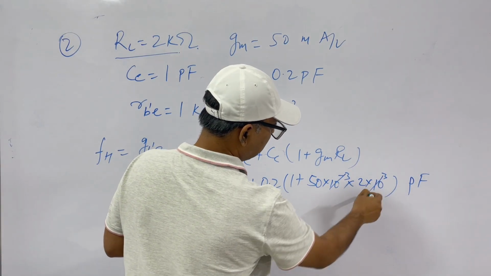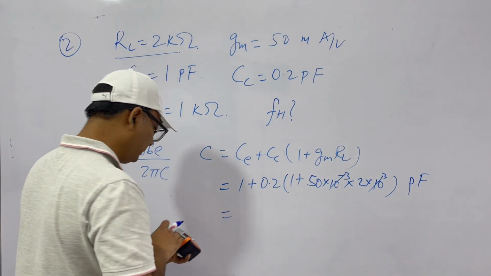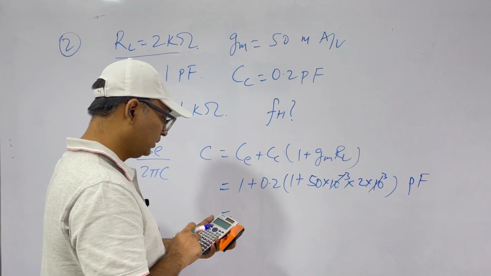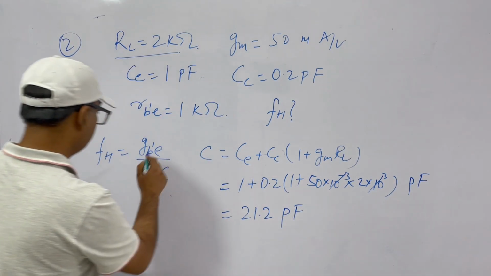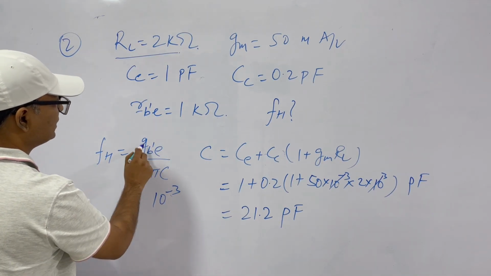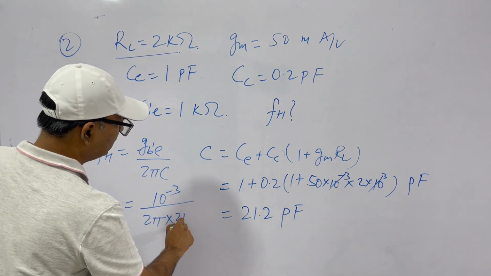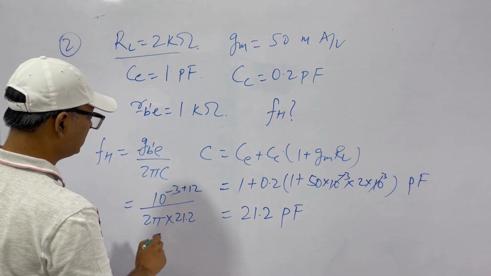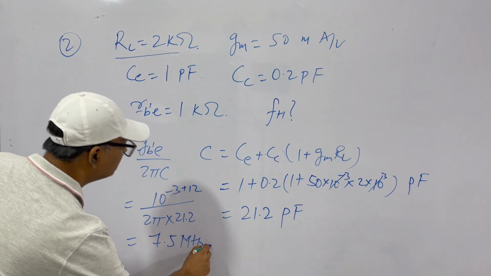So this is 1 plus 100, 101 into 0.2, which is 20.2, plus 1. So this is 21.2 picofarad. Now we put it here. GB dash E is 1 by R pi, that is 10 to the power minus 3, so this is the inverse of this. 2 pi into 21.2 into 10 to the power minus 12. So this comes to 7.5 megahertz.